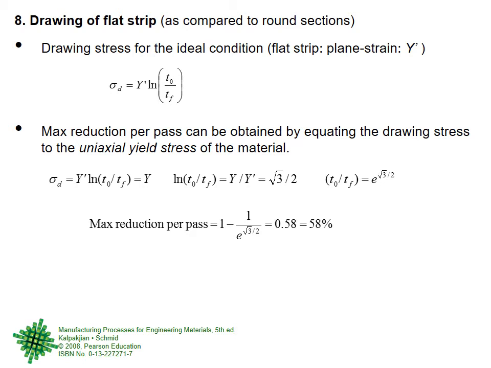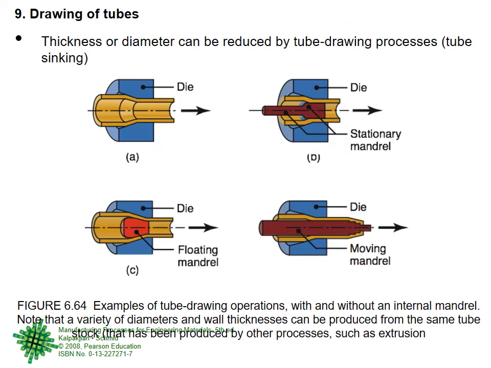Earlier in a round one, it was roughly 63%, if I remember correctly, but you can go back and check. Drawing of tubes, right? Until now, whether it is a flat strip or a rod or wire, it was solid in cross section. But a tube means that there will be a mandrel in between. Remember, there will be a mandrel in between. So there is a die. If you want to do a tube, it is a hollow cross section, then there should be a mandrel.